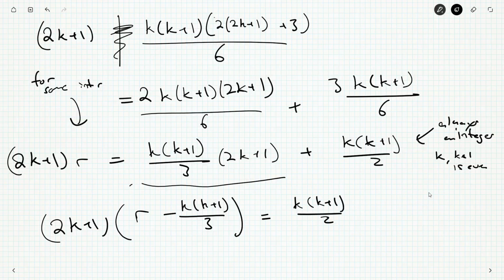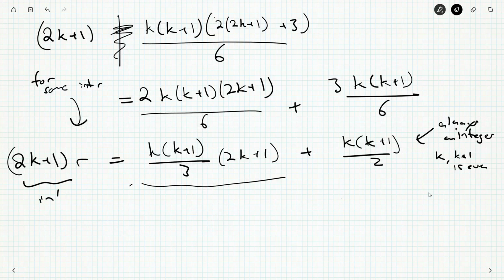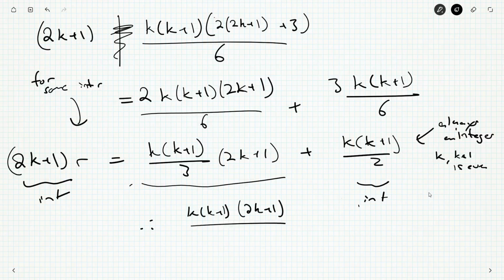What can we do, if anything? So I want to start trying to make assumptions that k times k plus 1 has to be a multiple of 3. But I'm trying to think, is there any other way that this would work out? So I know this is an integer, this is an integer. Therefore, k times k plus 1 times 2k plus 1 all over 3 is an integer.